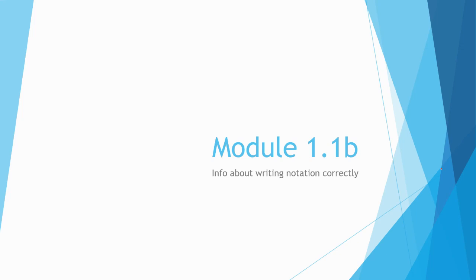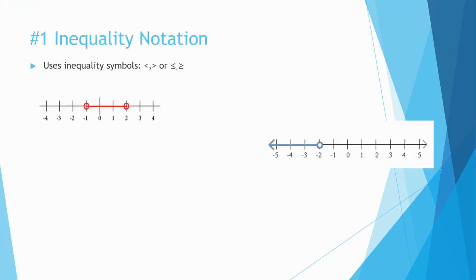So this lesson 1.1b is going to delve a little further into writing notation, how to do it correctly, and what they actually are. In the lesson 1.1 overview, we talked about notation when we were writing domain and range. But I want to talk a little bit further about the three types and how you use them and which one we're actually going to be using.